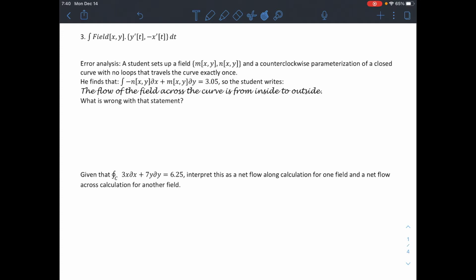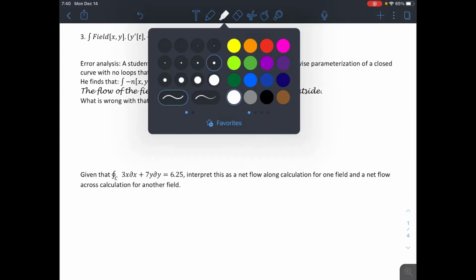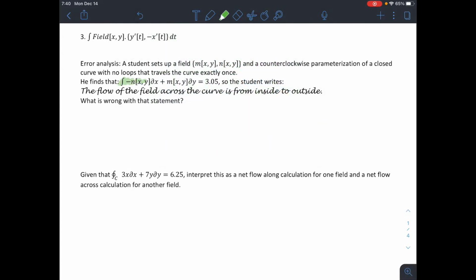This is what I just put on there because it's a silly mistake, but it really can change the wording of a sentence. All right, so here's what a student found. And then he wrote, the flow of the field across the curve is from inside to outside. What's wrong with this statement? You might look at that initially and say, oh, there's nothing wrong with that statement, but there is a very key word missing right here. We have to say the net flow.